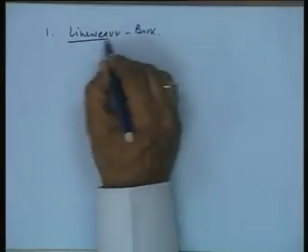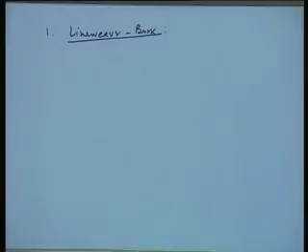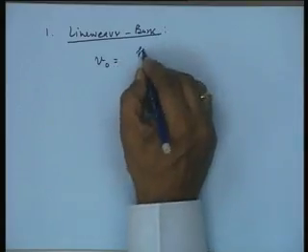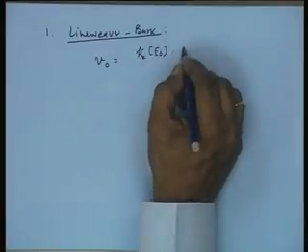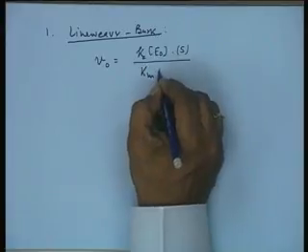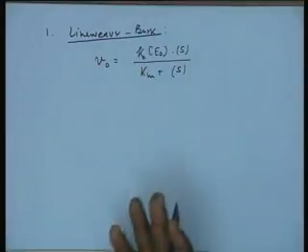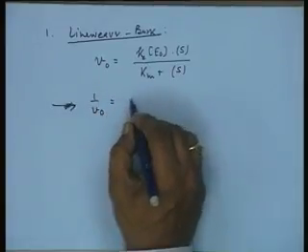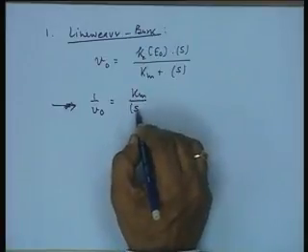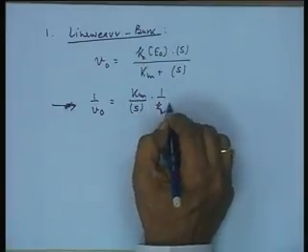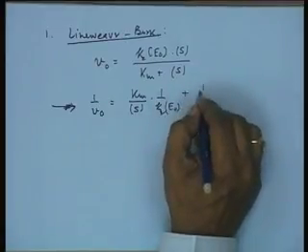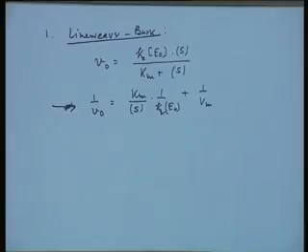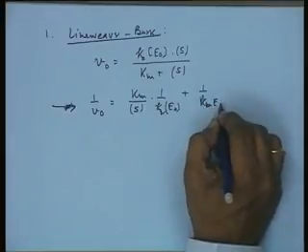Lineweaver and Burk made a very simple approach. You convert V naught equal to K2 E naught into S upon Km plus S. Taking the reciprocal of both sides, you can write 1 upon V naught equal to Km upon S into 1 upon K2 E naught, plus 1 upon Vm, or 1 upon K2 E naught.